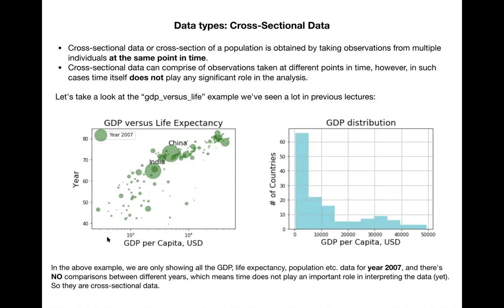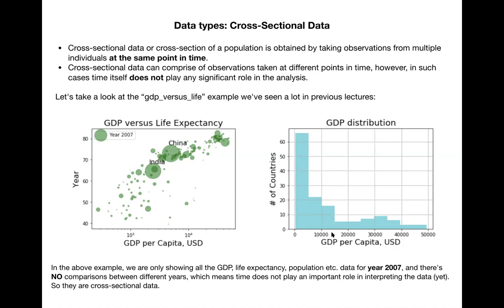We have a plot of GDP per capita versus life expectancy at year 2007. Of course, this data set is a bit old, but that's interesting. All right, so you can see that there's an interesting relationship between the two, but there's no time variation, right?